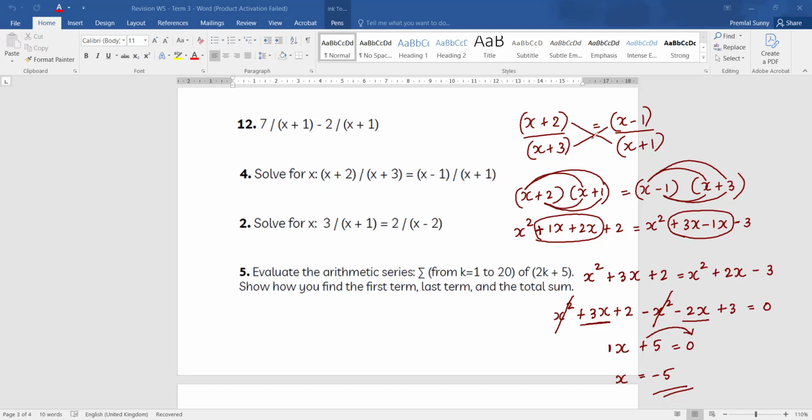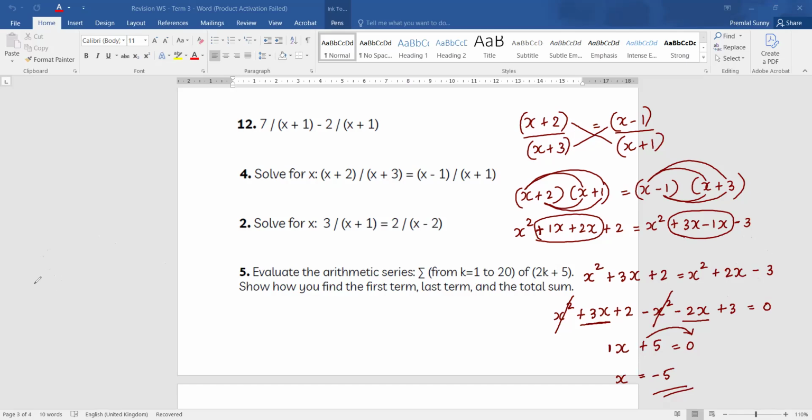I repeat, so this is from the topic solving rational equations. When we have two fractions and in between an equal to sign, we cross multiply, you do the FOIL method, and then you bring everything to the left hand side, get the value for x. Simple as that. Now we have one more question here, which is somewhat similar, much easier.